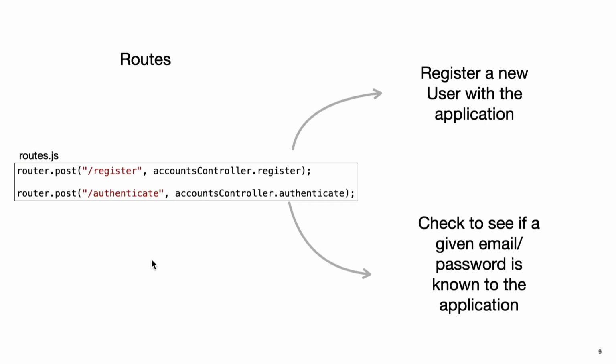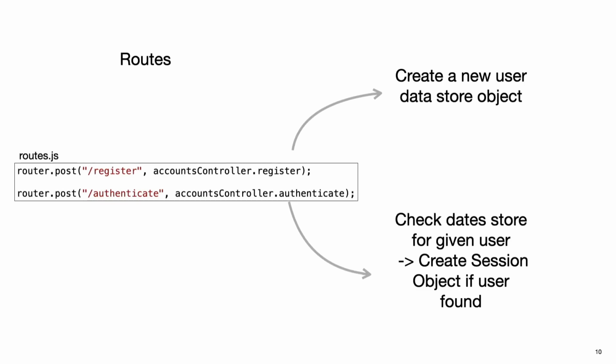Effectively, this means that our register will create a new user in our data store. Our authenticate will check the data store and create a session if a user is found.